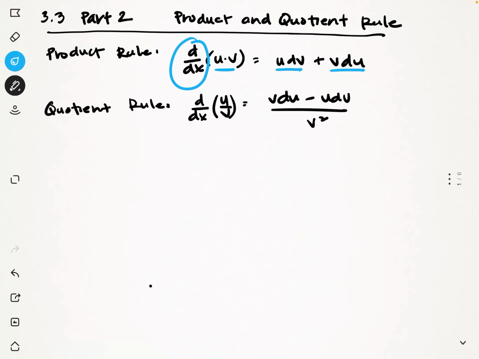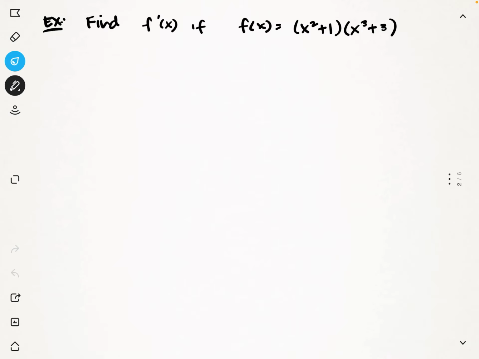The quotient rule is very similar. If we have the derivative with respect to x of u divided by v this time, what we have is the v times the derivative of u minus the u times the derivative of v, divided by v squared. I know I left all this space in here, but there wasn't enough room for the next stuff, so let's go ahead and check it out.